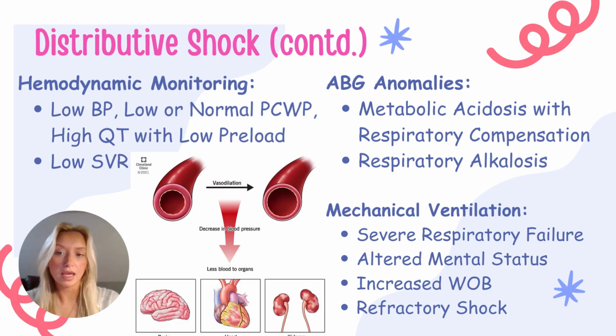The most common ABG that you'll see in distributive shock patients is metabolic acidosis with respiratory compensation. So that CO2 is going to be really low. And sometimes it can present with a respiratory alkalosis due to tachypnea, and sometimes it can be mixed.